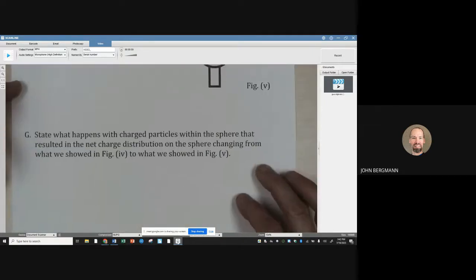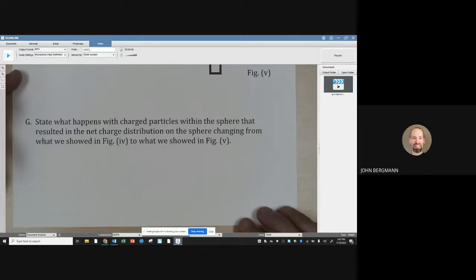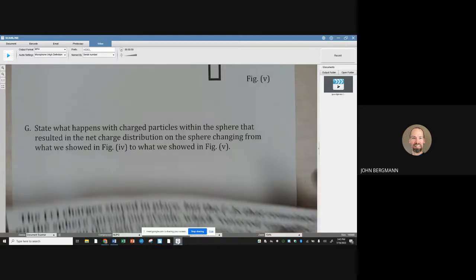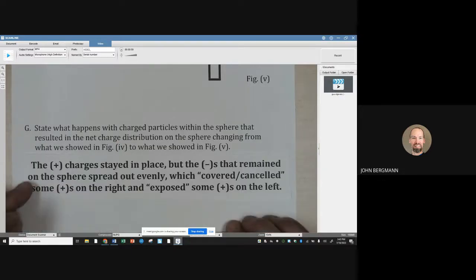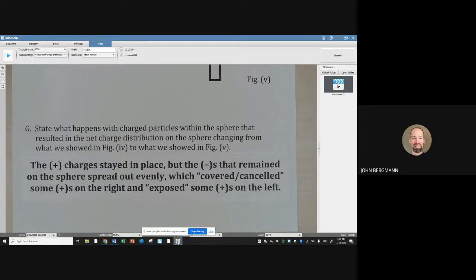Let's end this by stating what happens with charged particles within the sphere that resulted in the net charge distribution on the sphere changing from figure 4 to figure 5. And we've said this several times already, but here it is again. The positive charges actually stayed in place, but the negatives that remained on the sphere spread out evenly, which covered or canceled some positives on the right and exposed some positives on the left.